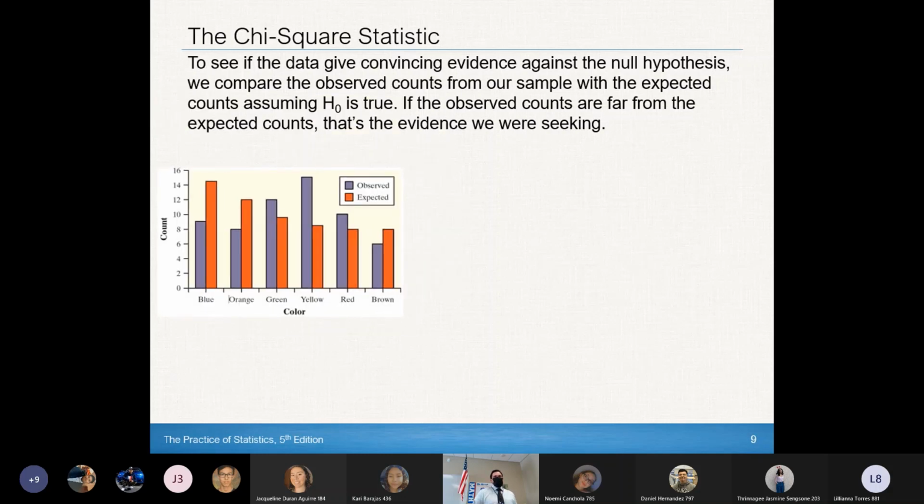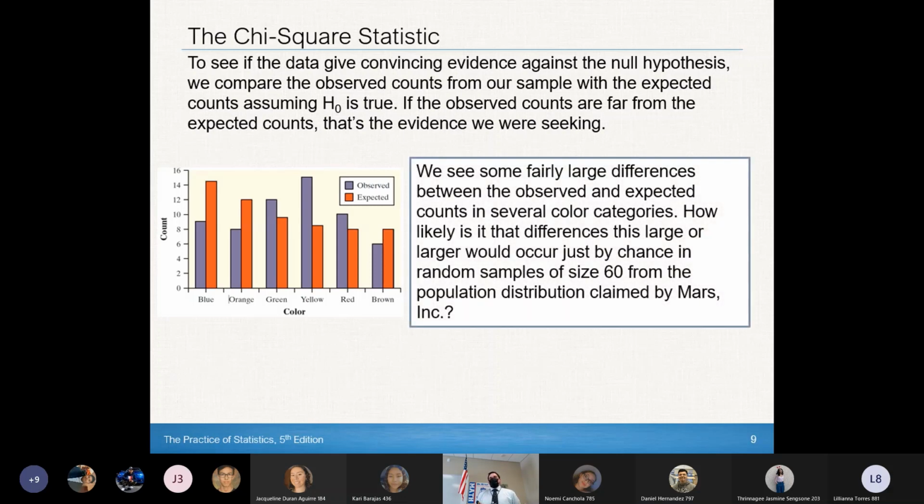So here's one way we can also compare this besides using our table. We can do a side-by-side bar graph, because bar graphs are what we use with categorical data. And we can easily see that some of the bars have a difference within the colors, right? The expected is much greater than the observed for blue, and the expected is lower for yellow than observed. So we can see clear differences. We see some fairly large differences between the observed and expected counts in several color categories.